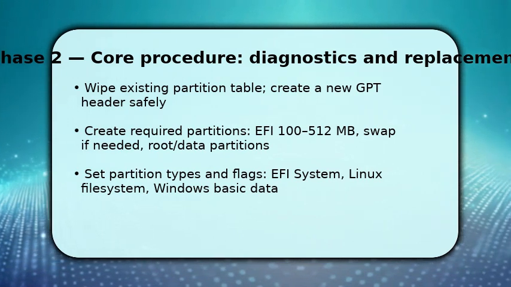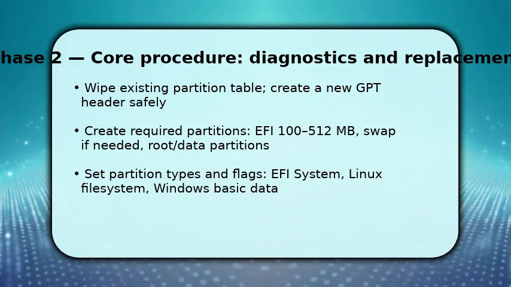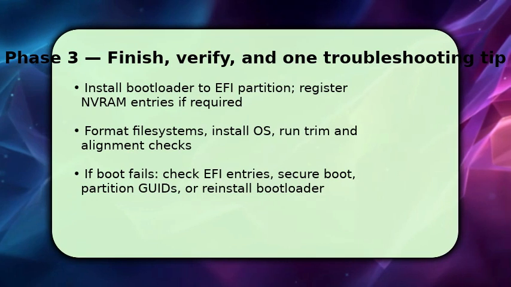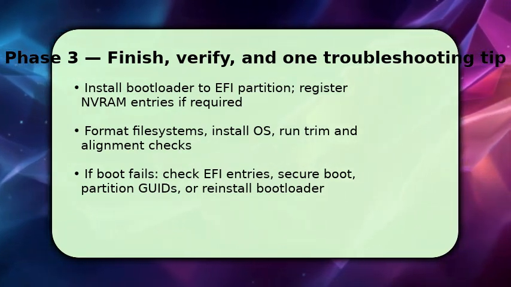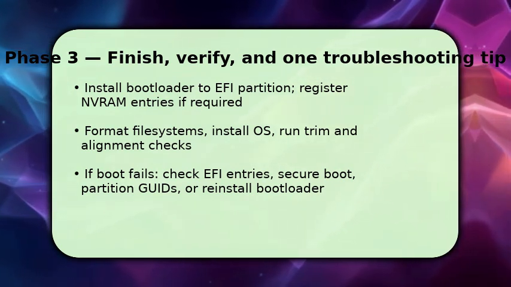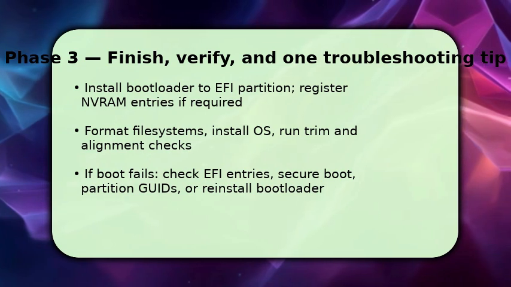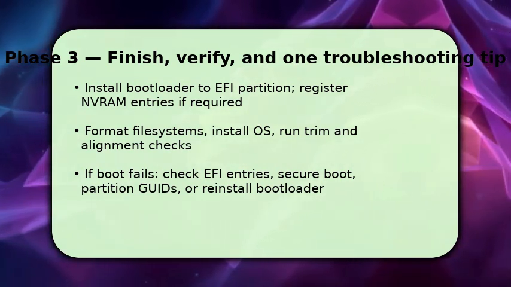Finish by formatting file systems and installing the OS or copying the GPT image onto partitions. Use fstype-specific mkfs commands. Then install and configure the bootloader to the EFI partition and register NVRAM entries so firmware sees the boot option. After installation, run alignment checks and enable TRIM to preserve SSD health.